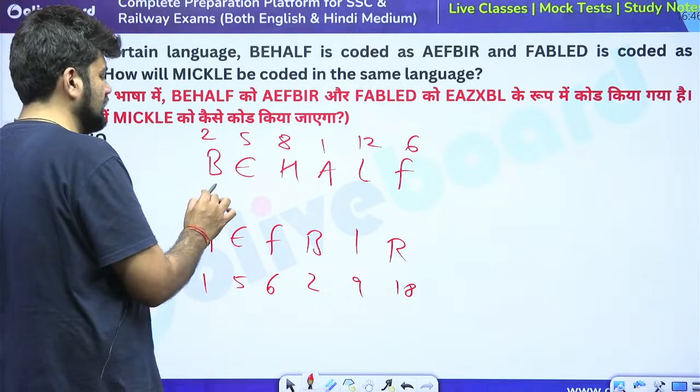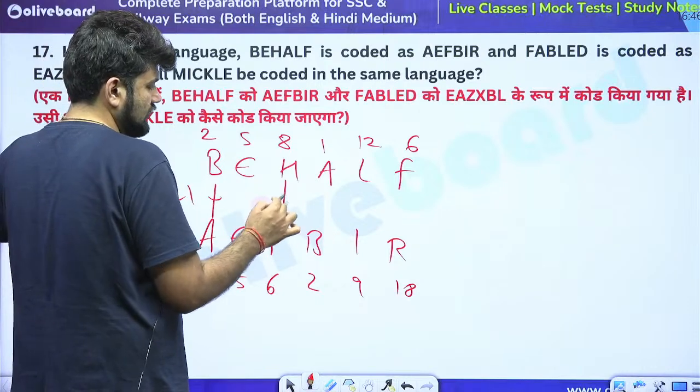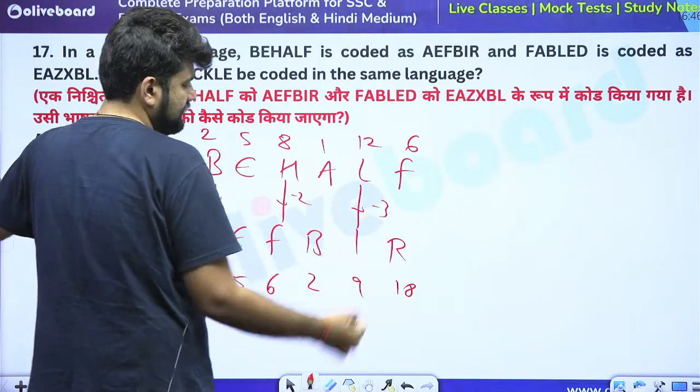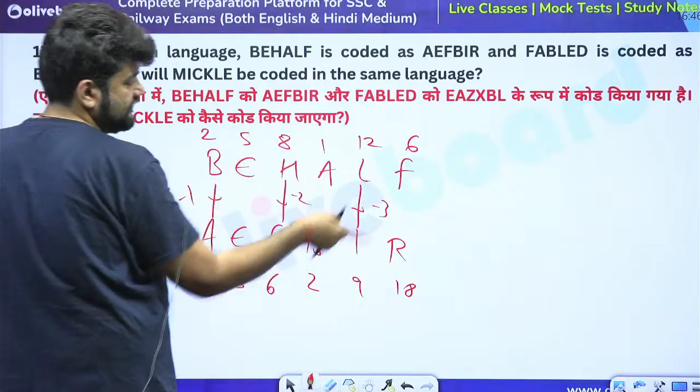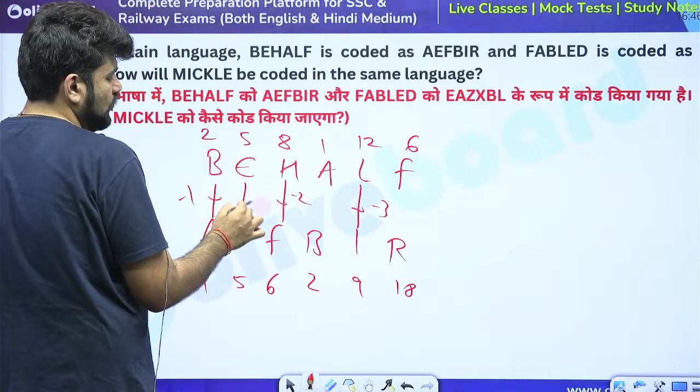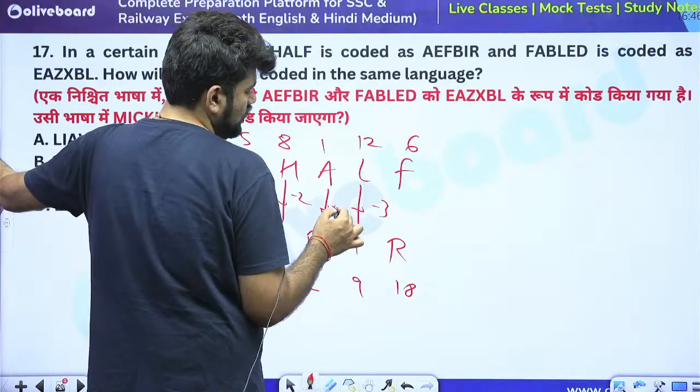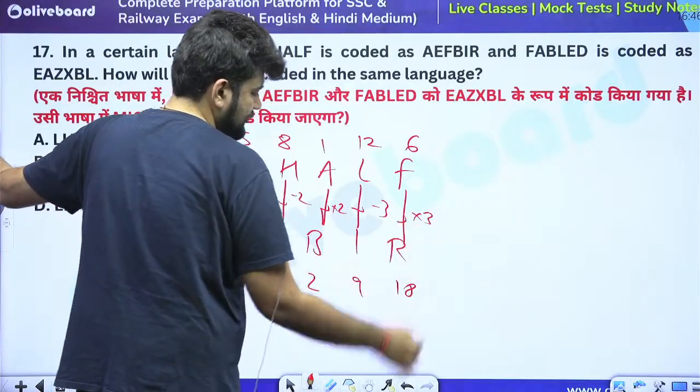So you can see one thing is for sure, this is minus 1, this is minus 2, this is minus 3. And what about the rest of them? This is 5 and 5, this is 1 and 2, and this is 6 and 18. So this is actually into 1, this is into 2, and this is into 3.